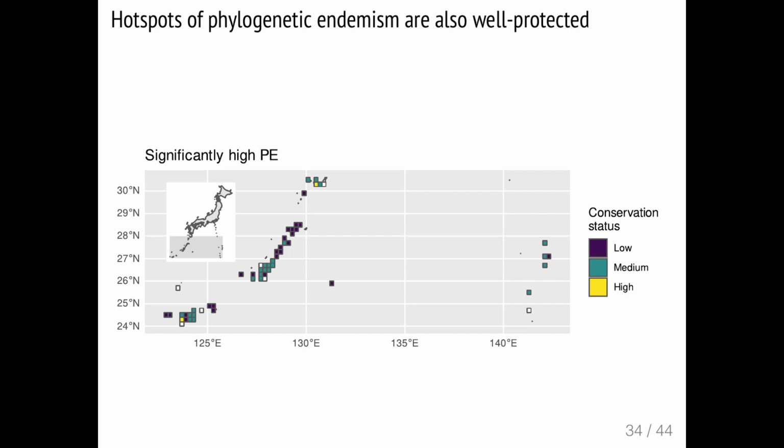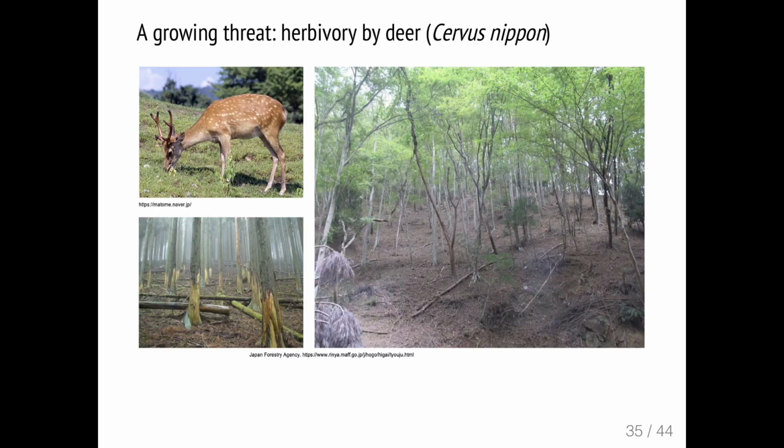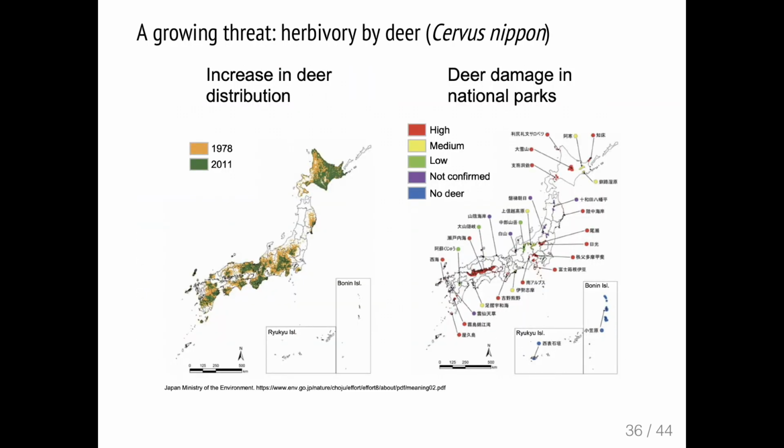Unfortunately though, the story of fern conservation doesn't end here. It turns out that there is another major threat to ferns in Japan, and that is the native shika deer, Cervus nippon. When populations of these deer are dense, they can really decimate the herb layer, as we can see in these photos. Now, populations of this deer have grown exponentially since the 1970s due to decrease of natural predators and hunters and climate change.